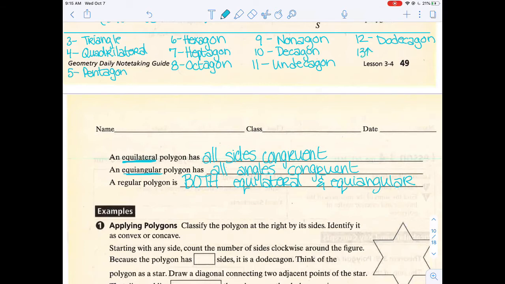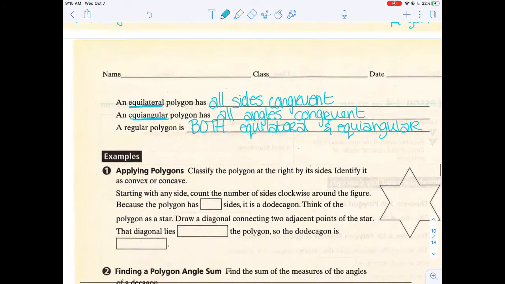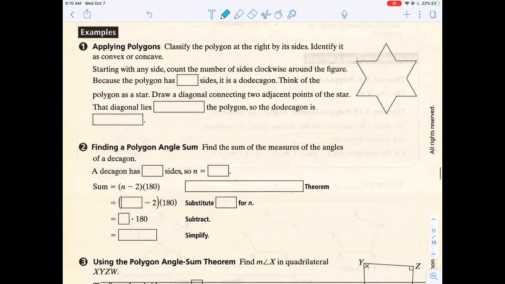13 and up, everything after this, they just call it an n-gon. So if we had a 14-sided figure, we call it a 14-gon. Okay, so everything after 12 is 13-gon, 14-gon, 15-gon. They quit making up names after that. Okay, so that's important to know when we're naming shapes.